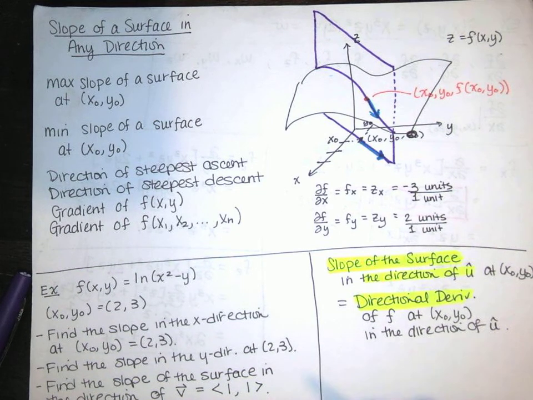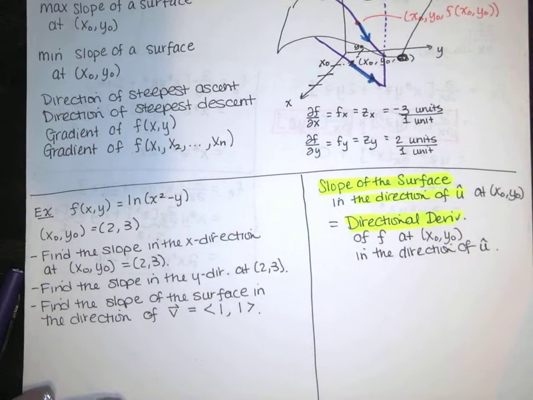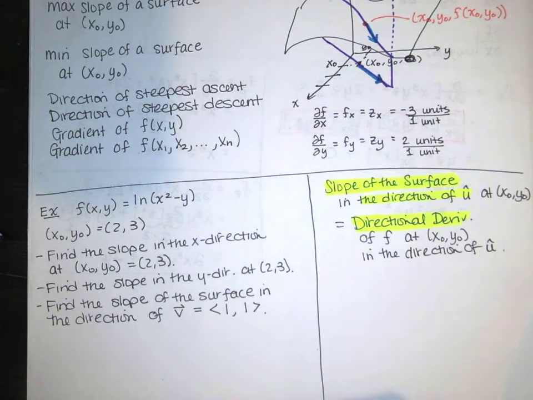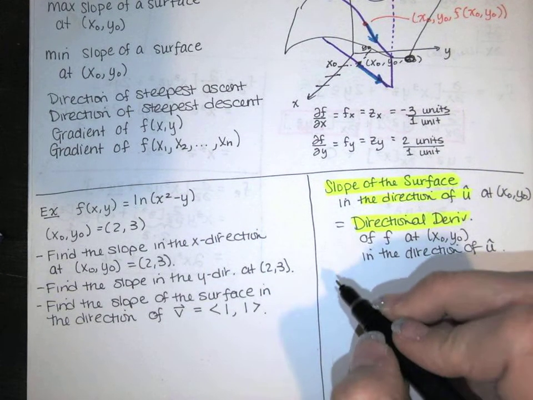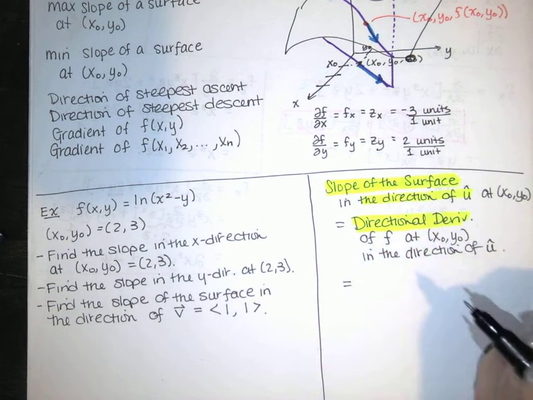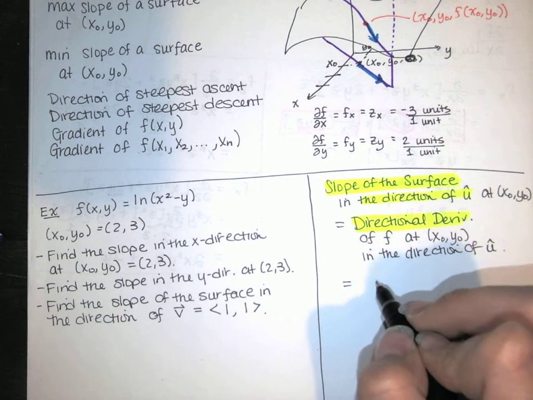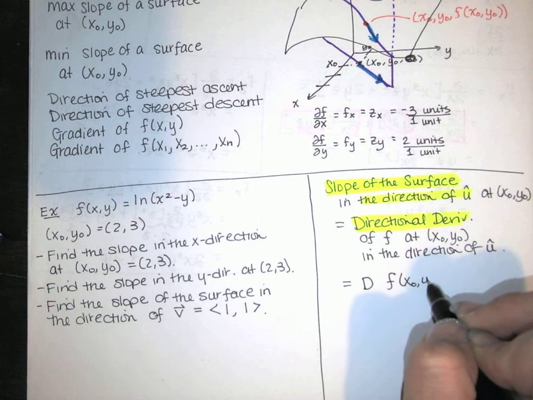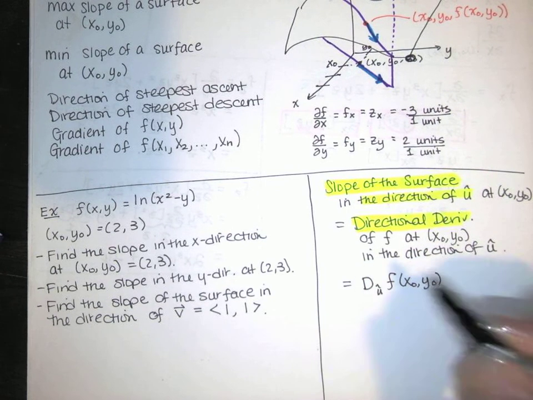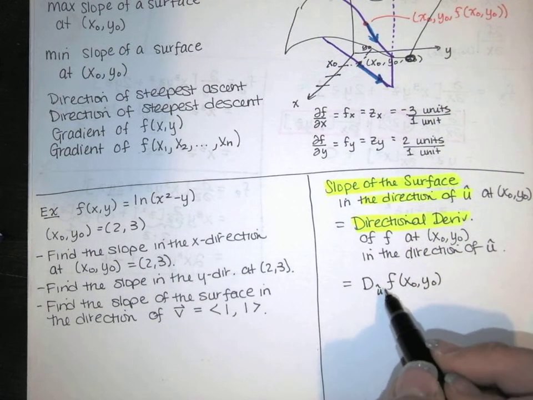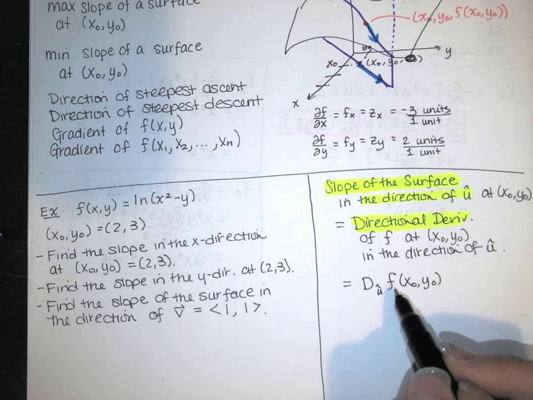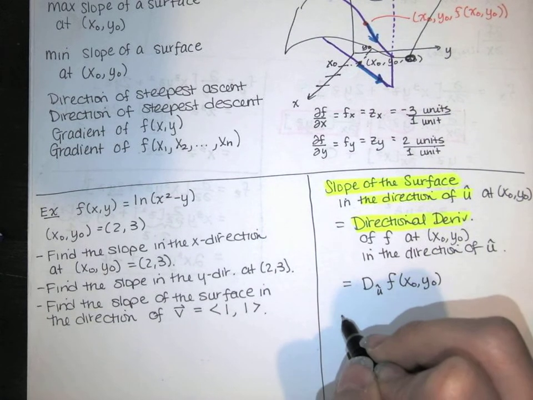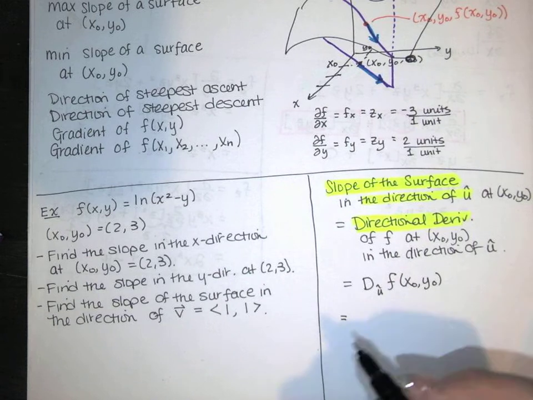Okay, so I'm going to give you a formula for this, and then we're going to do some calculations. We're going to do this example on the left. And here's the notation. If I want the directional derivative of f at x naught y naught in the direction of u hat, we write it this way. It looks like D with a little subscript u hat, f of x naught y naught to the right. And that is equal to this.